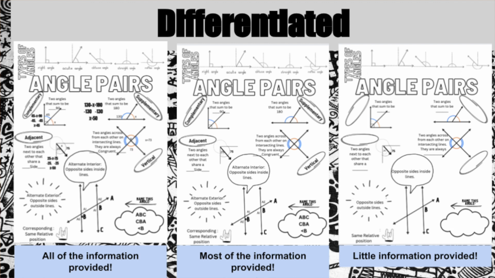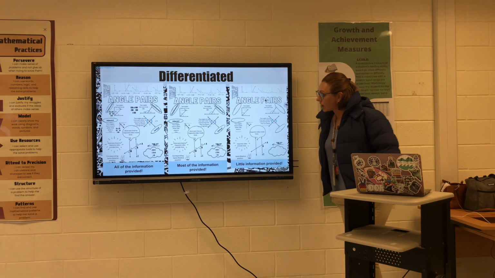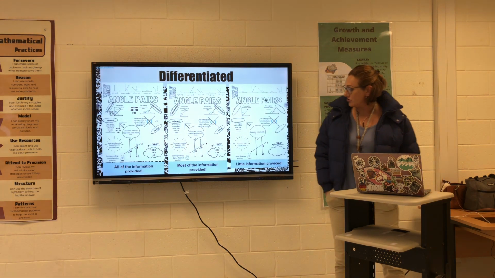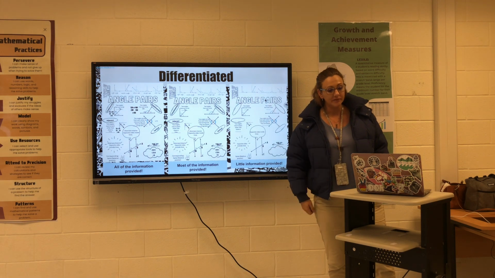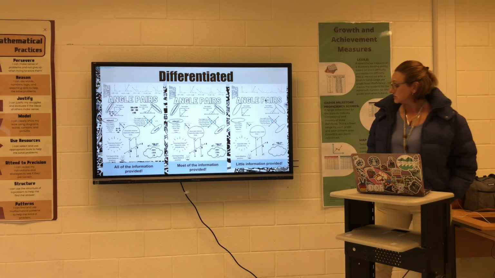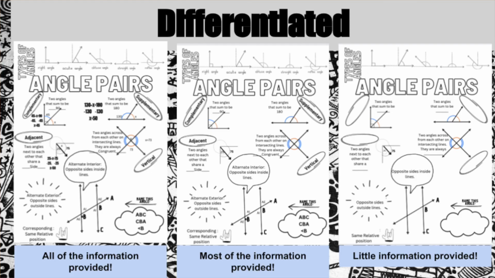So here is one of my latest, which would be my angle pairs. And it's as simple as I give them all the information and all they have to do is color coordinate, or I give them most of the information where the underlines are my open and they have to fill in, or I give them very, very little information and they have to keep up with me and write more and color more, and this allows them to use their color coordination and set things up the way that they want to.